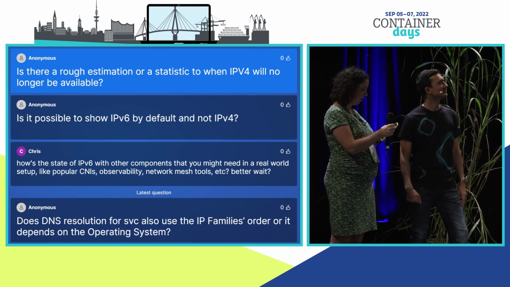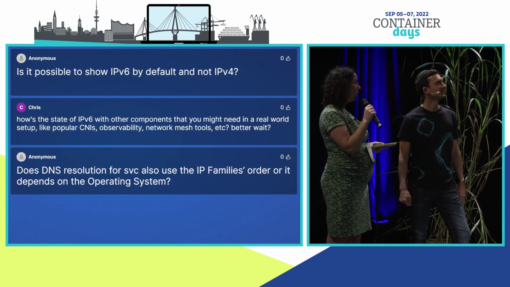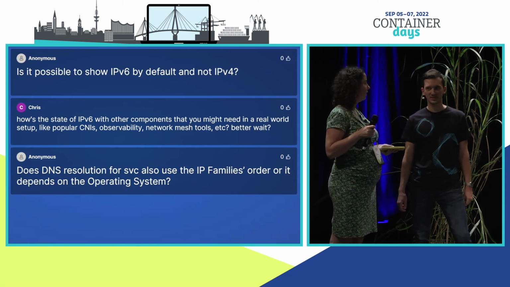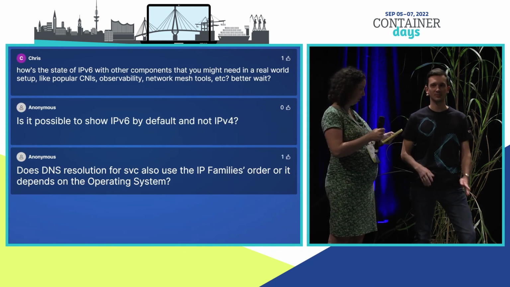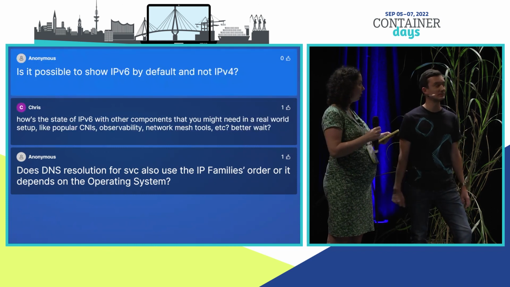Is it possible to show IPv6 by default and not IPv4? Yeah, so for both pods and services, it is possible if you switch around the order of IPv4 and IPv6 subnets that you pass to the control plane components. Okay.